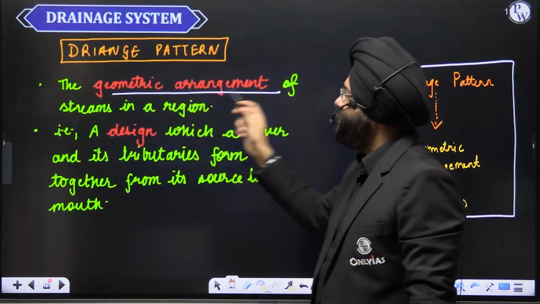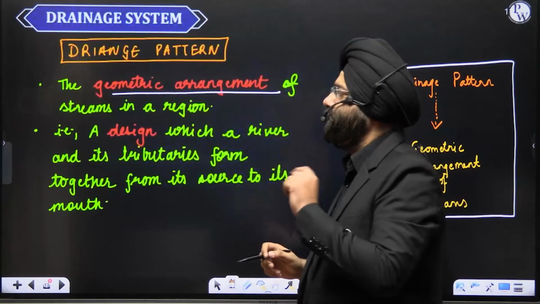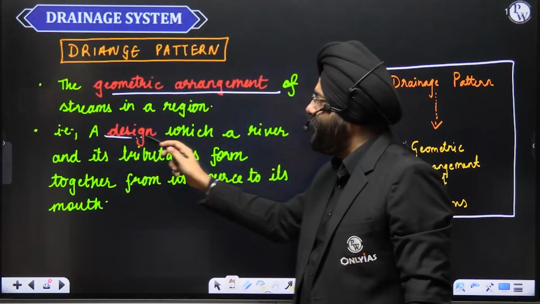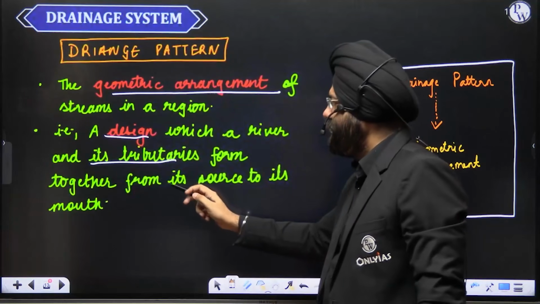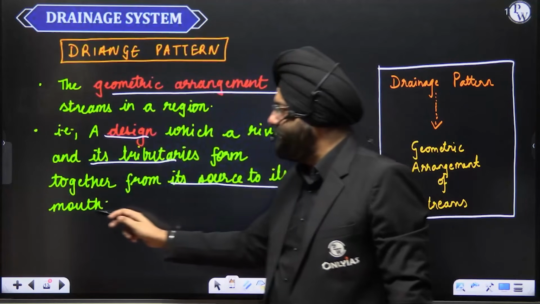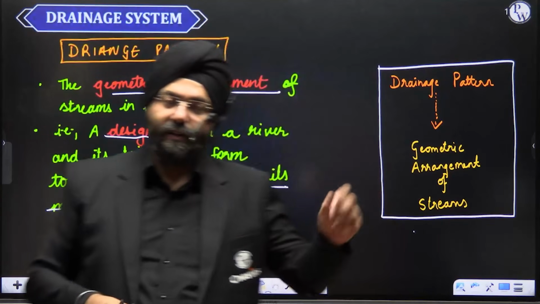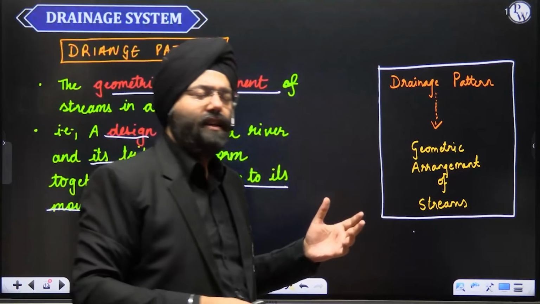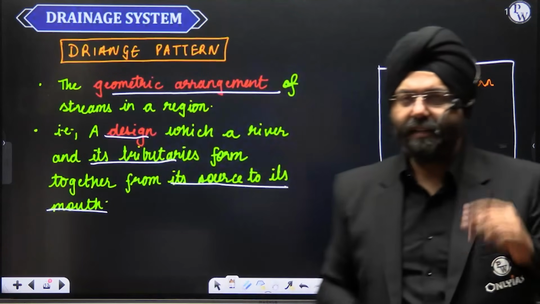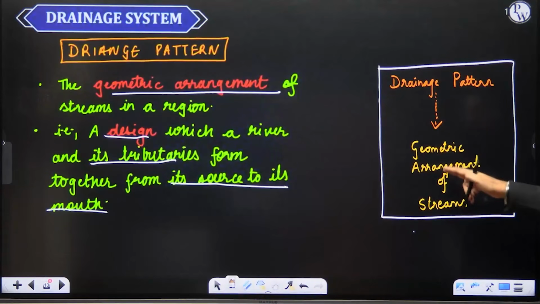The geometric arrangement of the streams in a region is known as a drainage pattern. That means a design which a river along with its tributaries form together from the source to mouth. What is the meaning of source to mouth? The place of origin and the point where it drains into, whether it is the Bay of Bengal, the Arabian Sea, whatever. Clear? This is the drainage pattern, the geometric arrangement of the streams.